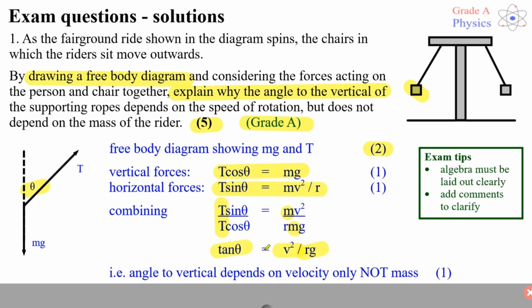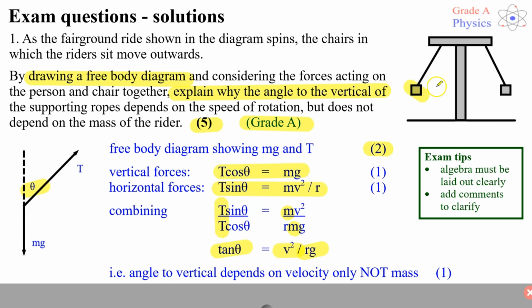That's a fairly counterintuitive idea. You might think that surely the mass has an impact on the angle to which it swings, and that's not the case. We can see it algebraically. You might also have observed this in the real world, because all these angles from the vertical would all be the same, regardless of whether the seats are occupied at all.